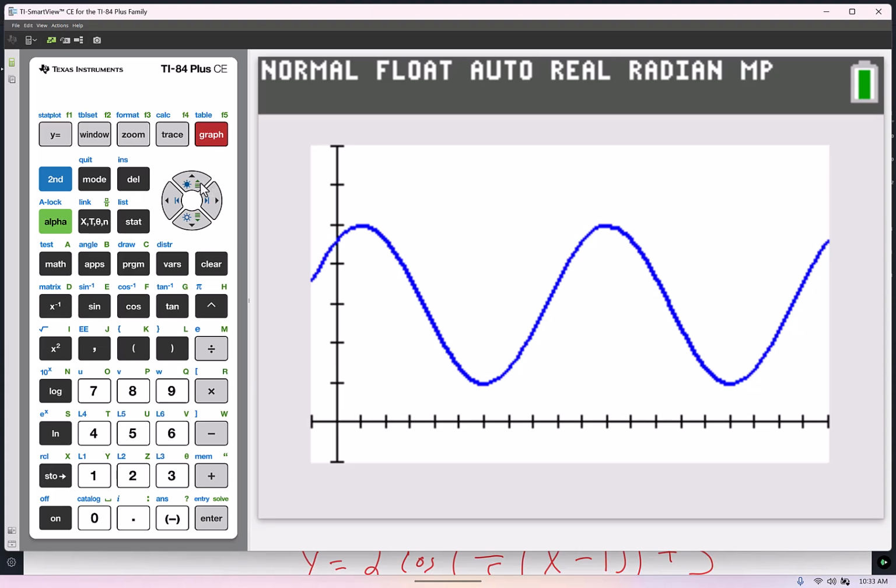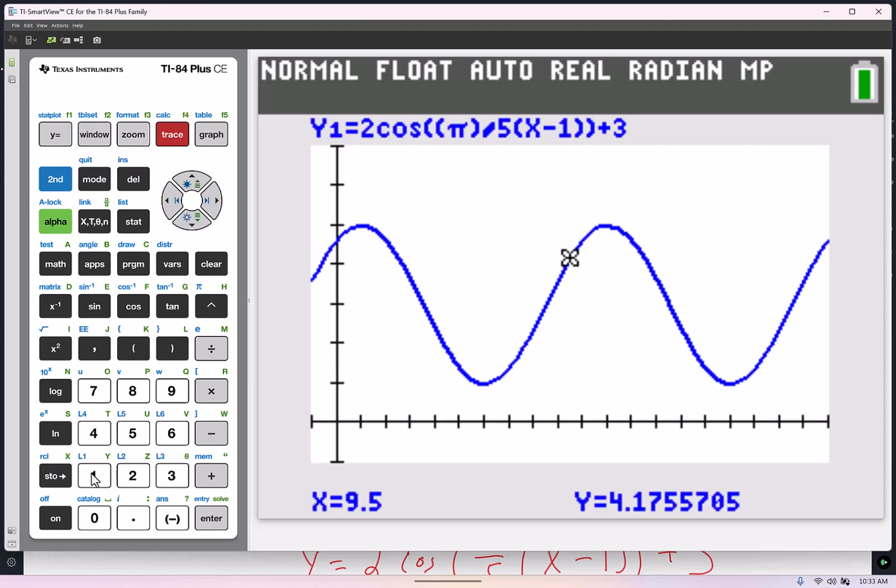And I'm just going to check. I'm just going to check that it works. I'm going to push the trace button. I'm going to push the number 1. I'm going to push enter. And check it out. At 1, I in fact do have a high of 5.